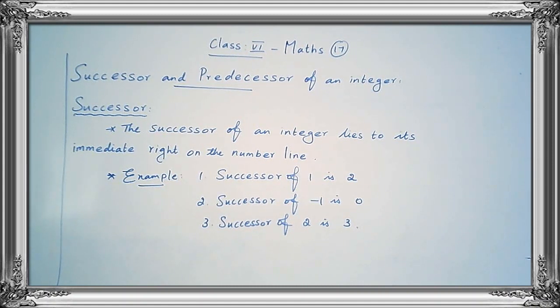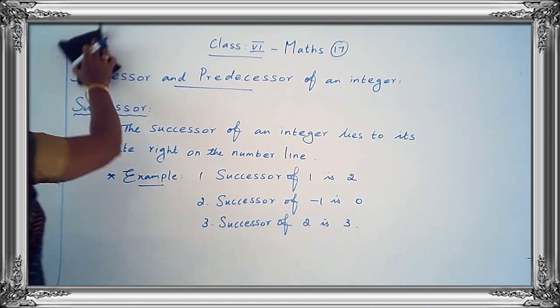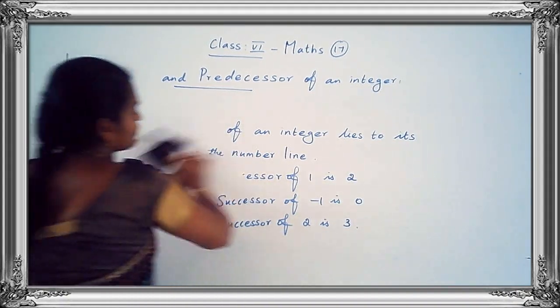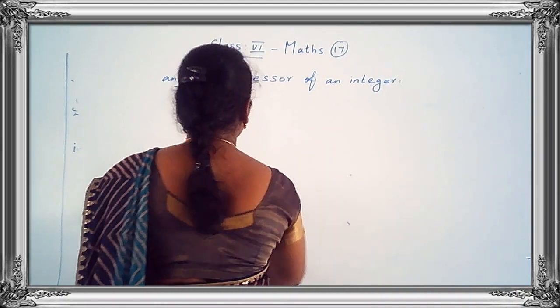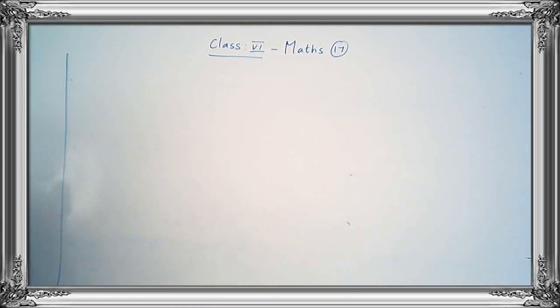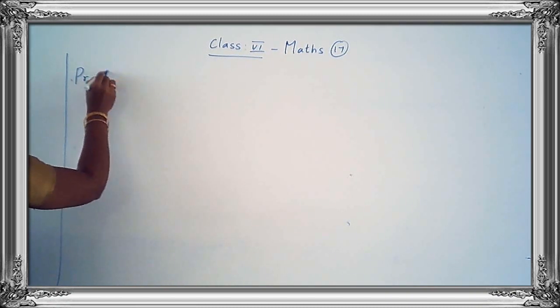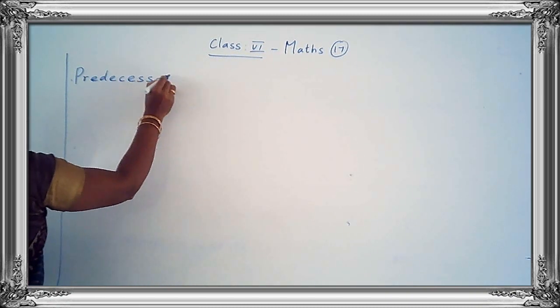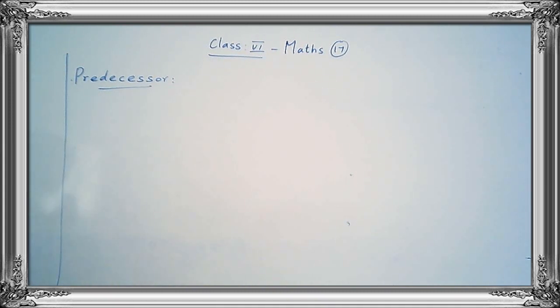Have you finished? Okay children, successor finished. Now we are going to learn about predecessor. Predecessor means, all of you listen, the number that comes just before a given number.